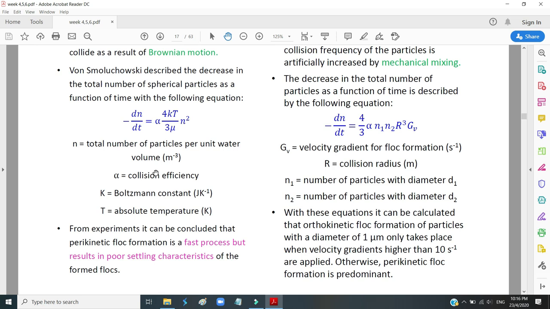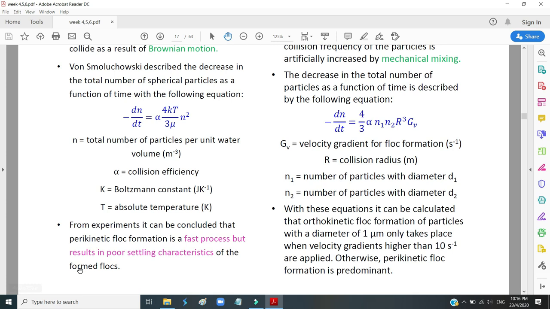And then alpha is the collision efficiency, K is the Boltzmann constant, T is the absolute temperature, t is the time, because this is a differential equation. So from the experiment we conclude that it's a fast process but results in poor settling characteristics of the floc. So do you want fast or do you want a good result? Definitely you need a good result. Fast is no use, just like learning.